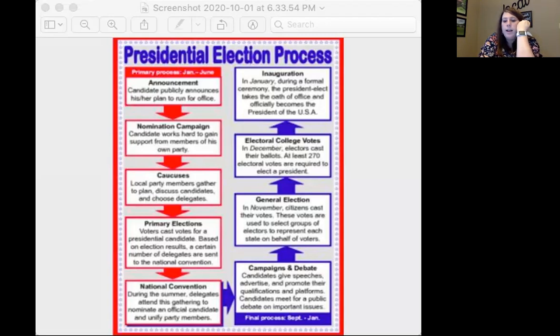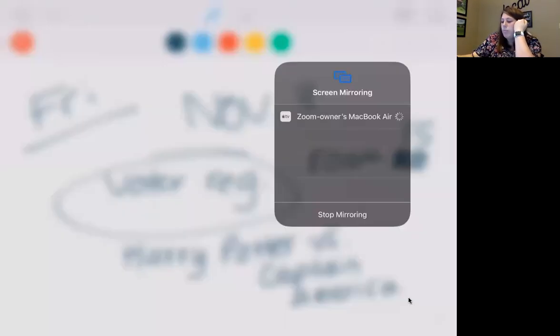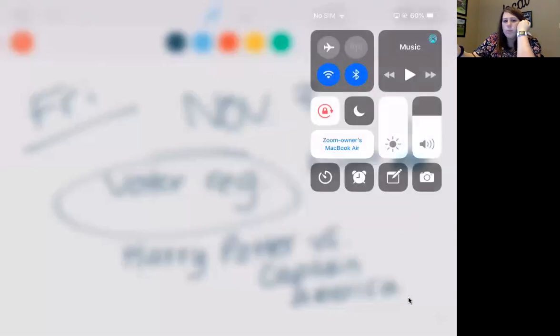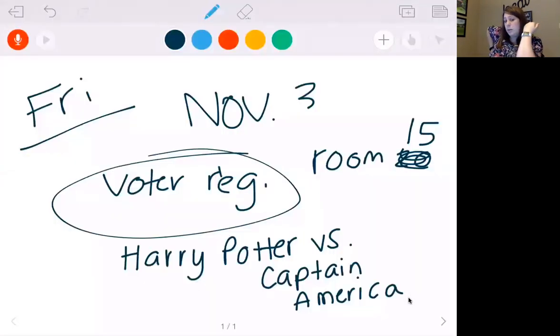The next thing you're looking at on your Shobi is the election process thing. It's red, white, and blue. It is very blurry, but it was something that I didn't want to pay for, and I thought it was super important for you to look at. It is legible, so do read it and look at the process of how a president becomes a president from the very beginning to the end.